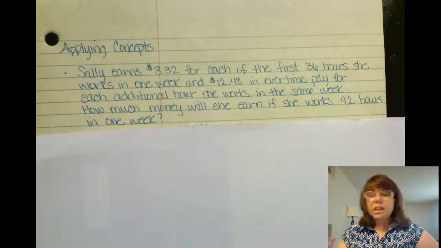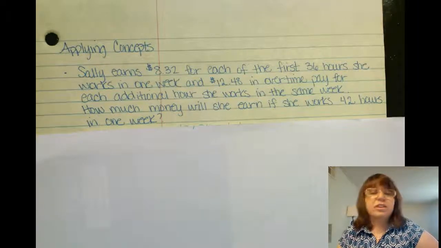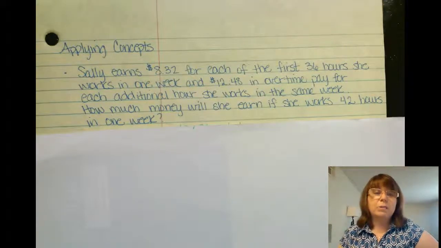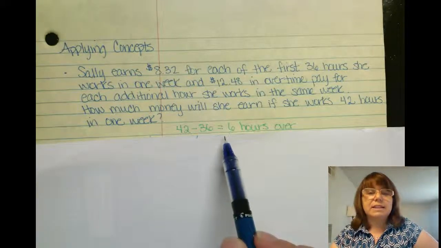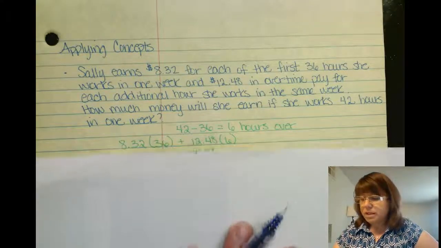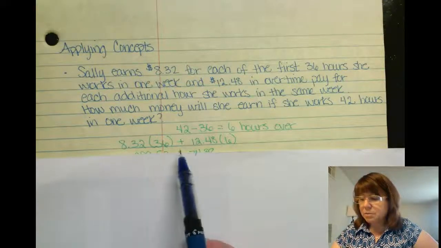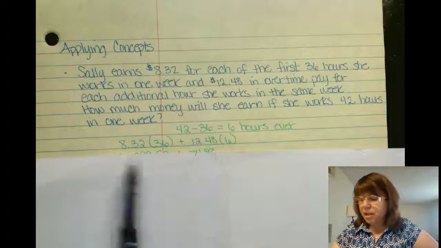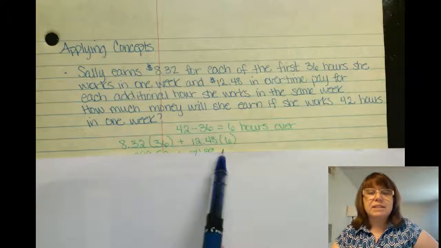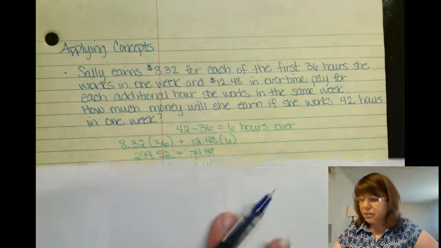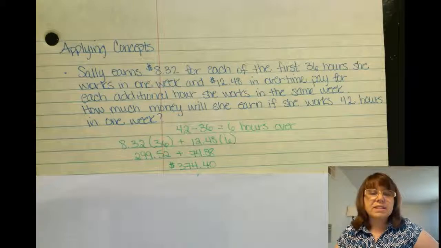Let's take this problem that puts everything kind of together that we've been doing. Sally earns $8.32 for each of the first 36 hours she works in 1 week, and $12.48 in overtime pay for any additional hours she works that same week. So how much money will she earn if she works 42 hours in 1 week? Well, we do know 42 minus the 36 is 6. Those are the hours she has worked overtime. So now I just multiply 8.32 times the 36 plus the 12.48 times the 6. The 8.32 times 36 is our regular pay. The 12.48 times 6 is the overtime pay. Add them together, and the final result is 374.40.